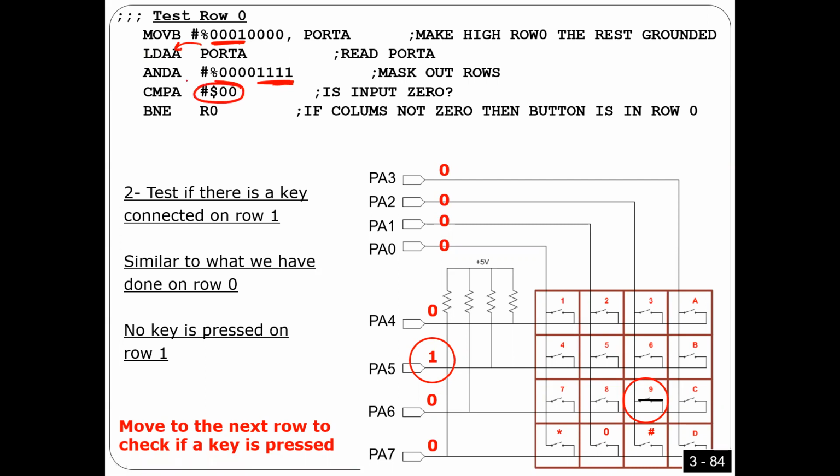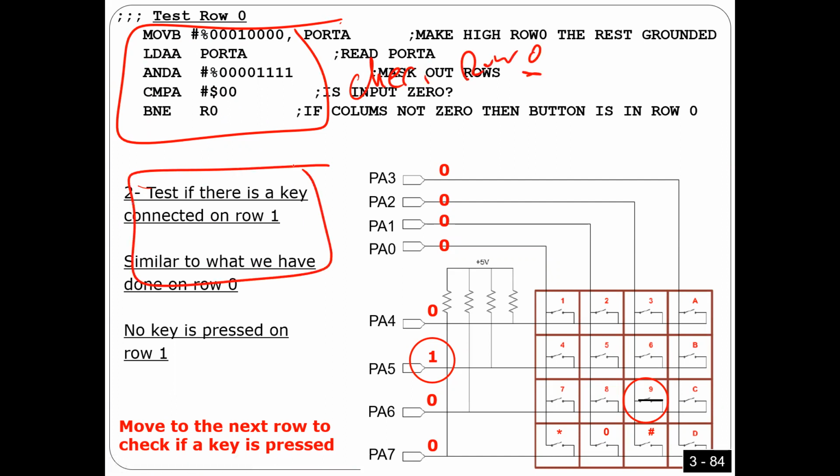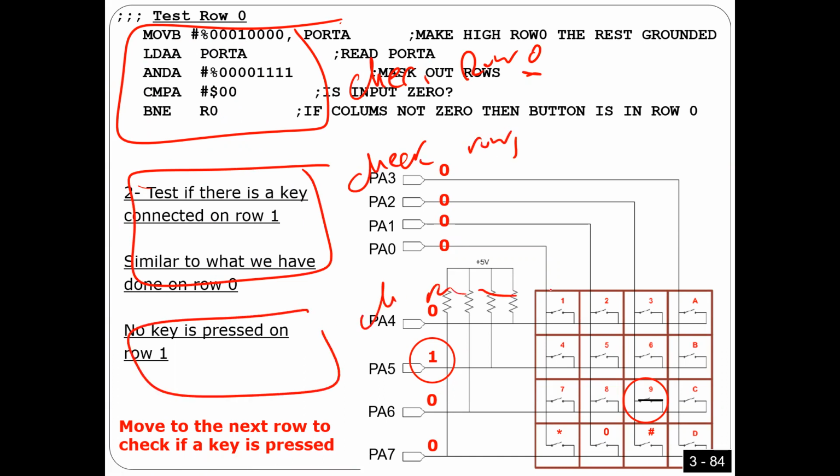If the result is 0, if I get 0, that means it is not in row 0, so I have to go to row 1. That's what I did. I'm gonna repeat this part again here, but I'm gonna make a small difference. Instead of the 1 being here, I'm gonna put the 1 here because I have to check. So this is how the code is. I have this part of the code to check row 0, right? And then I'm gonna have another part of the code here to check row 1, and then row 2, and so on. Is that okay?